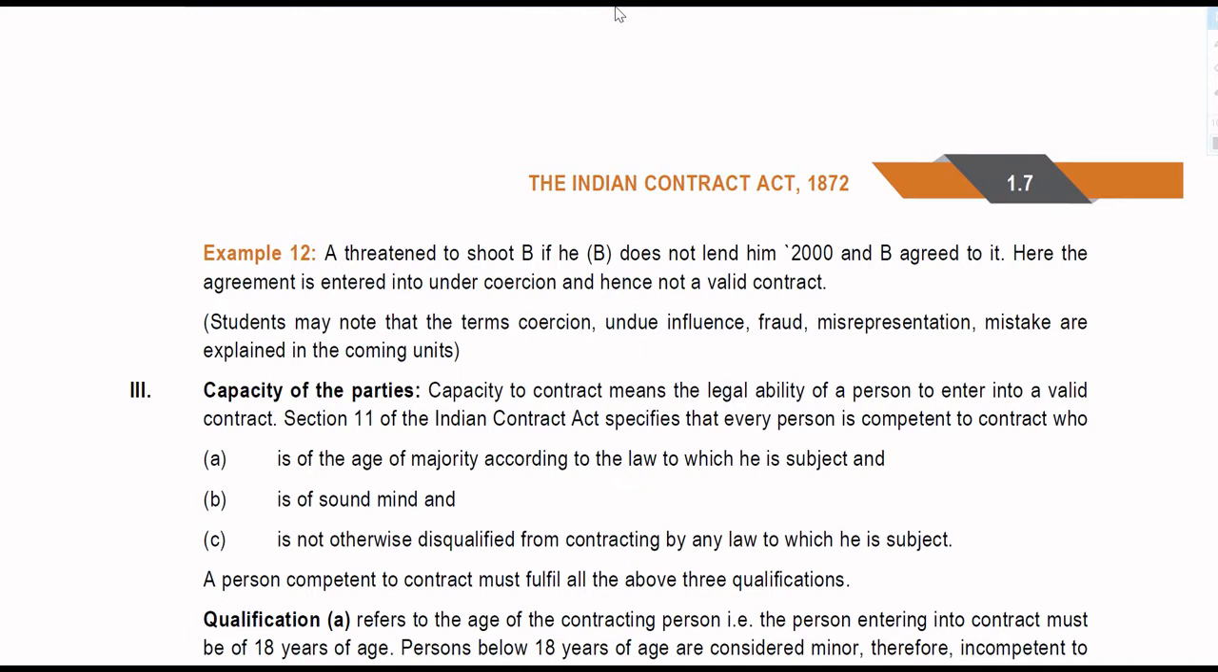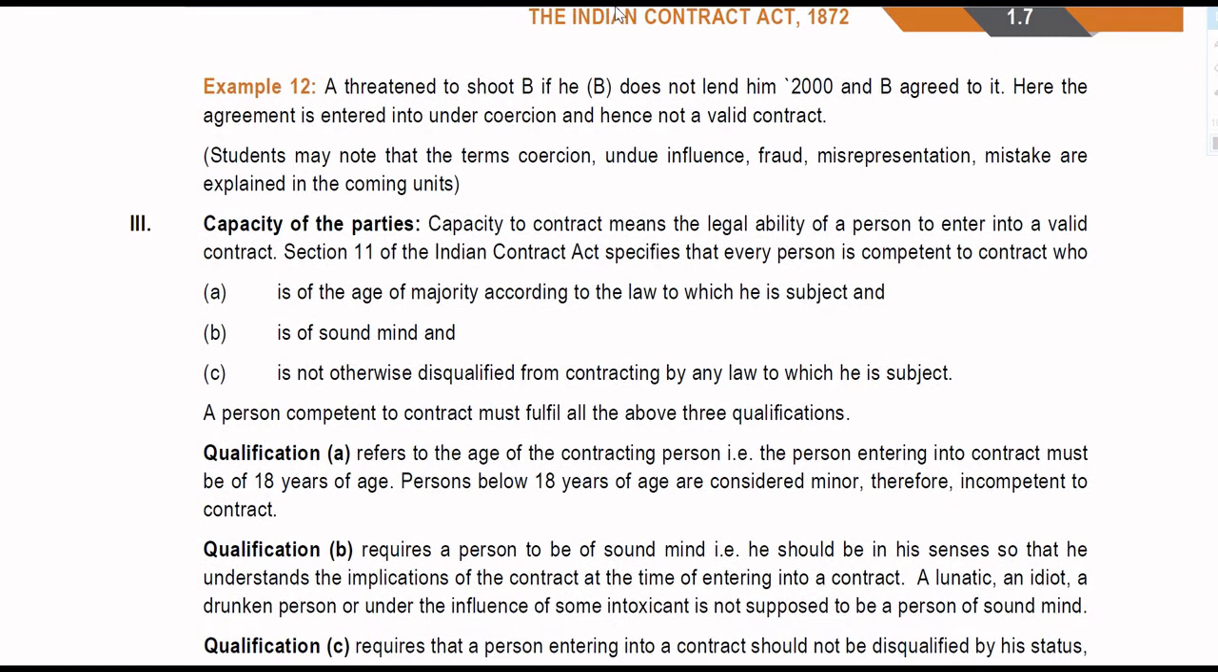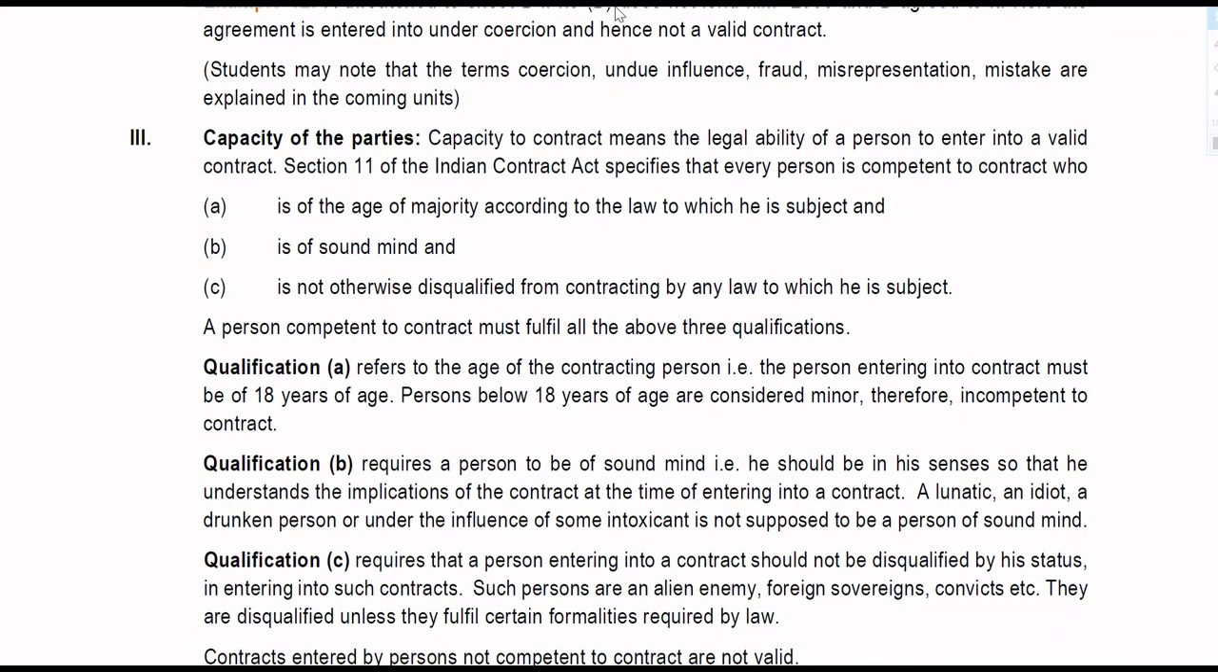There must be capacity of the parties to enter into a contract. One party should be a major person, he should be a sane person, and he should not be disqualified by law. Qualification A refers to the age of the contracting person: the person entering into a contract must be 18 years of age. Persons below 18 years of age are considered minors, therefore incompetent to contract.